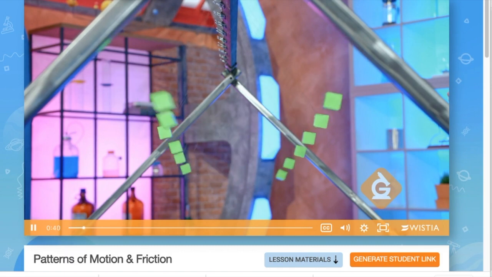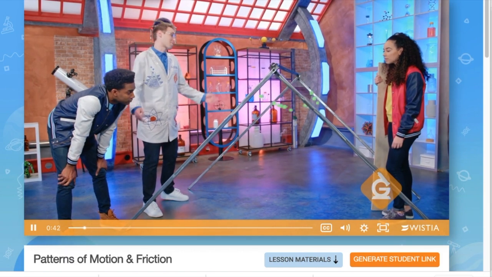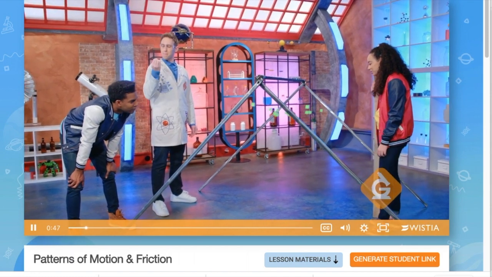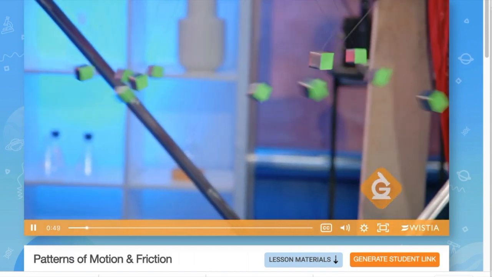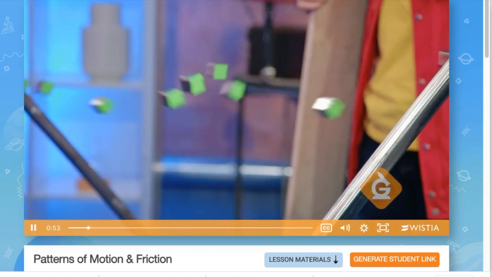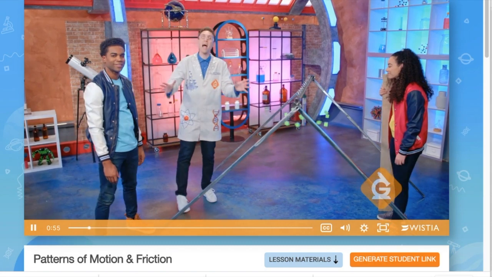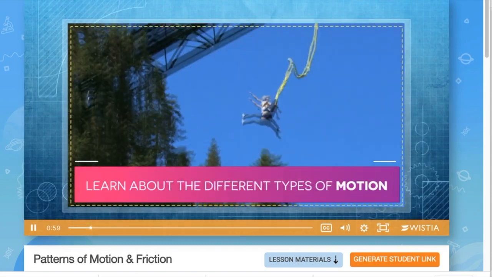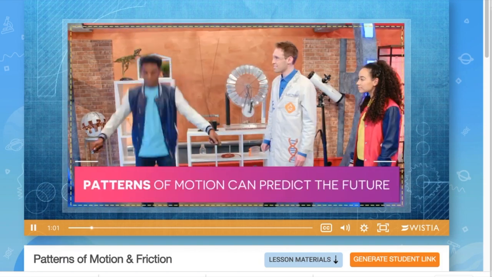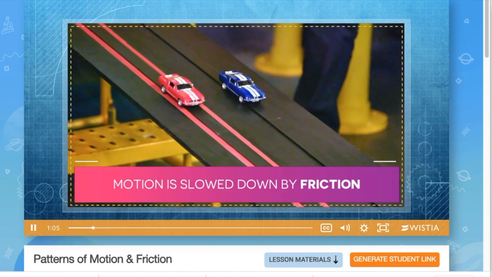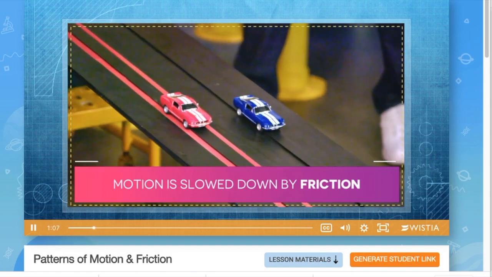Whoa, how did you know that? I made a similar model in 4th grade for my science fair. Came in 1st place. No big deal. What makes the pendulum swing like that? It has to do with patterns of motion. I'm Dr. Jeff Binnicker, and today we're going to explore patterns of motion and friction. We'll learn about the different types of motion, how patterns of motion can be used to predict the future, and how motion is affected by friction.